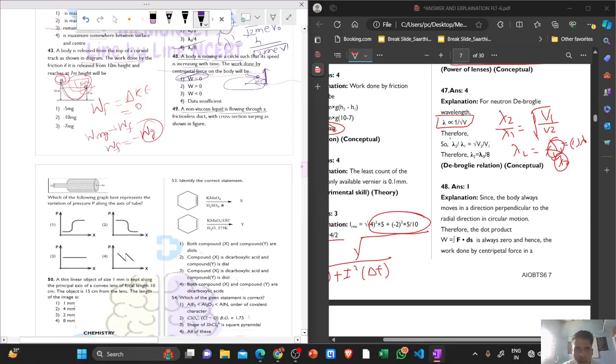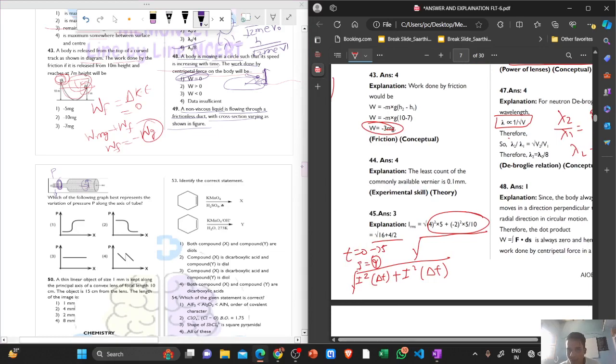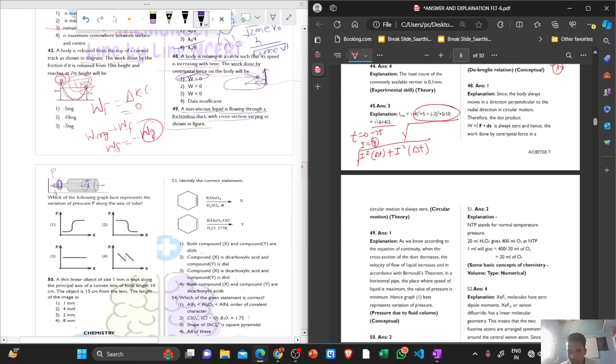Moving ahead, a non-viscous liquid is flowing through a frictionless tube whose cross-section area is varying. As you know, here the area is less and here the area is high. Area is less, velocity is high, pressure is low; and area is high, velocity is low, pressure is high. Simply you just need the Bernoulli relation, nothing else.